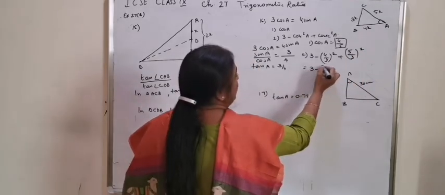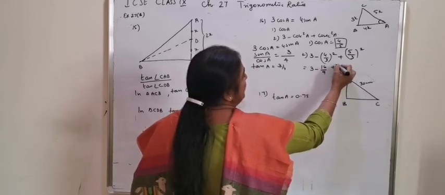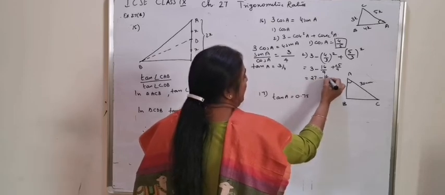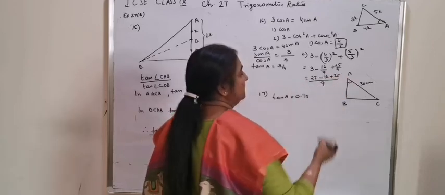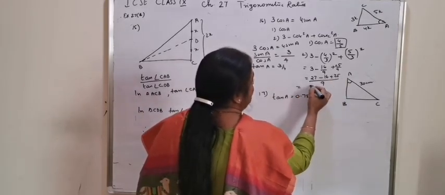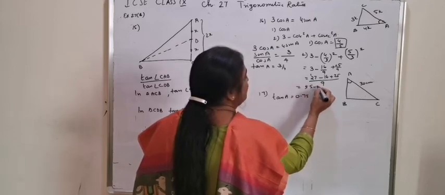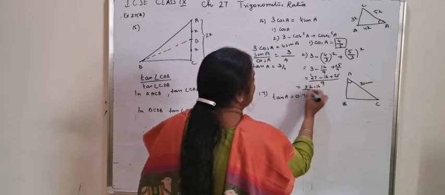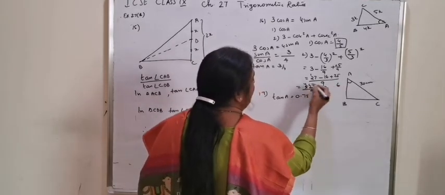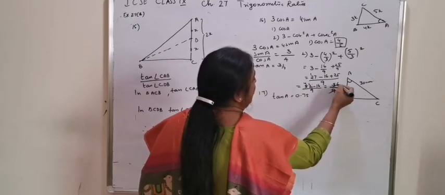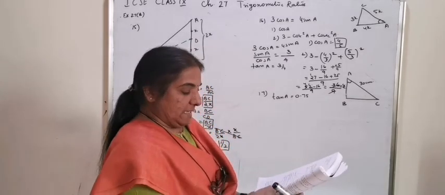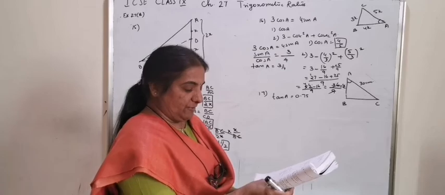So the answer is 3 minus 16 by 9 plus 25 by 9. LCM is 9, that is 27 minus 16 plus 25 by 9. 27 plus 25 is 52, minus 16 is 36. 36 by 9 is the same as 4. The answer is 4.